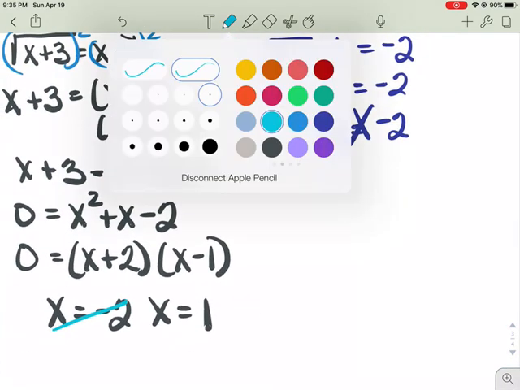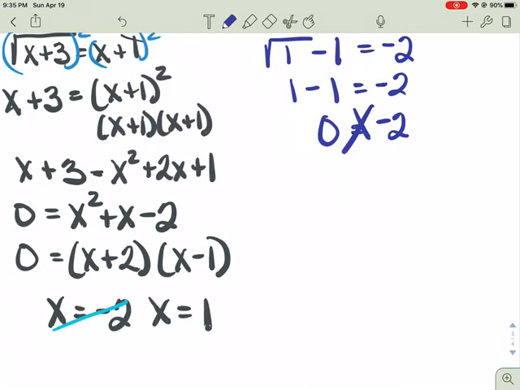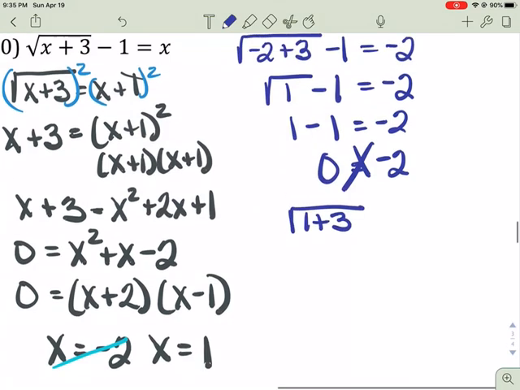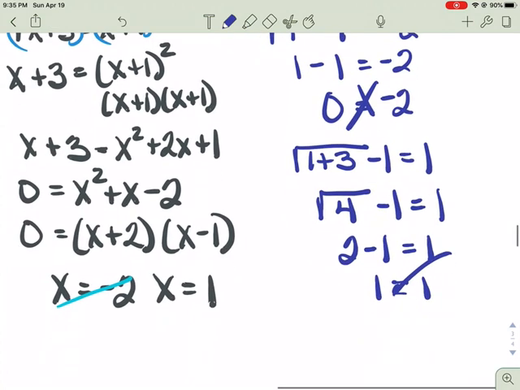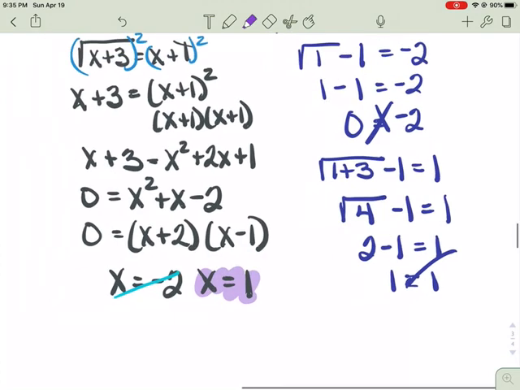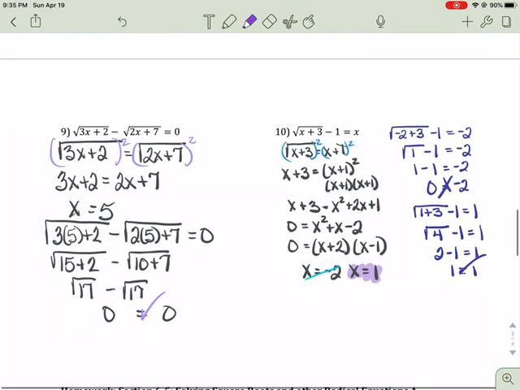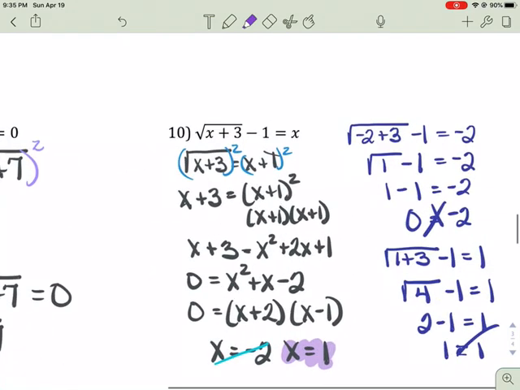All right, let's try 1. Okay, so we're going to get the square root of 1 plus 3, then minus 1 is equal to 1. So the square root of 1 plus 3, 4, minus 1 equals 1. So 2 minus 1 equals 1. So we get 1 equals 1. Yay! Okay, so 1 is a solution. Okay, so be aware you might have to do some foiling and everything else.